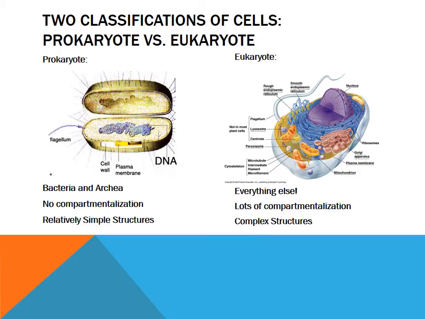We can classify cells in one of two ways. They're either prokaryotic or they're eukaryotic. Prokaryotic cells are like bacteria and archaeans. They have very, very little compartmentalization. Very simple structures. That's compared to eukaryotic cells. Eukaryotic cells have more complex structure. They are compartmentalized. So prokaryotic are not compartmentalized, eukaryotic are compartmentalized.